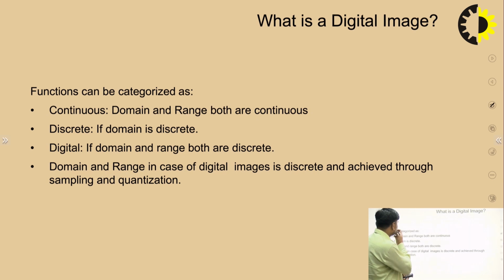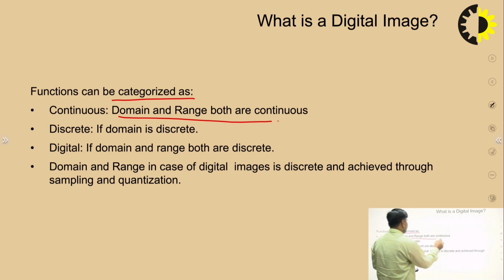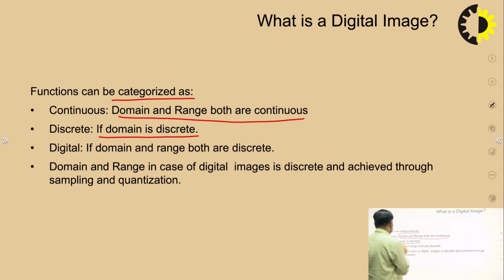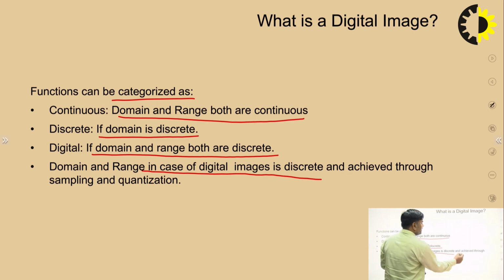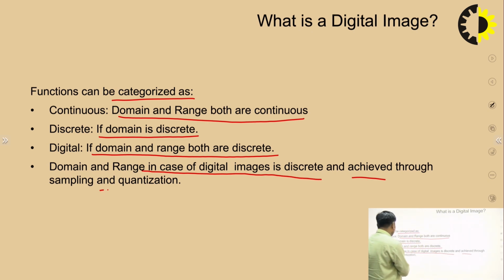Digital image functions can be categorized as continuous if the domain and range are both continuous, discrete if the domain is discrete, and digital if the domain and range are both discrete. The domain and range in digital image processing are discrete and achieved through sampling and quantization.